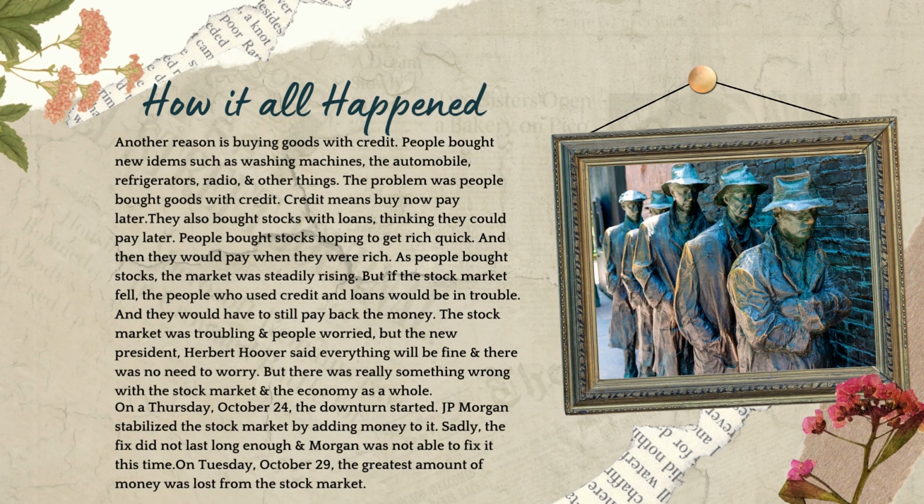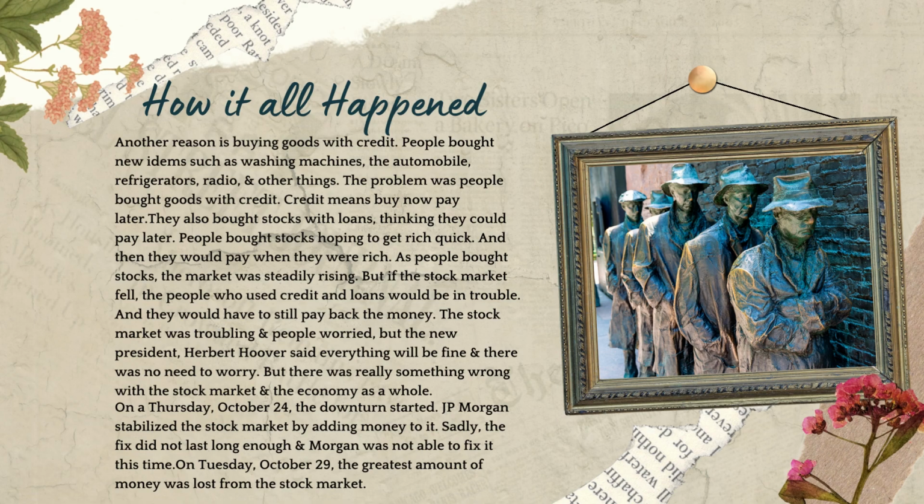Another reason is buying goods with credit. People bought new items such as washing machines, the automobile, refrigerators, radios, and other things. The problem was people bought goods with credit. Credit means buy now, pay later. They also bought stocks with loans thinking they could pay later. People bought stocks hoping they could get rich quick, and then they would pay when they were rich. As people bought stocks, the market was steadily rising, but if the stock market fell, the people who used credit and loans would be in trouble, and they would still have to pay back.